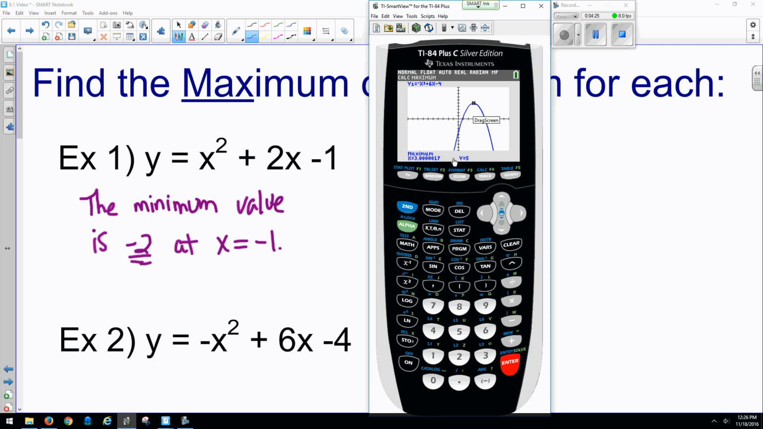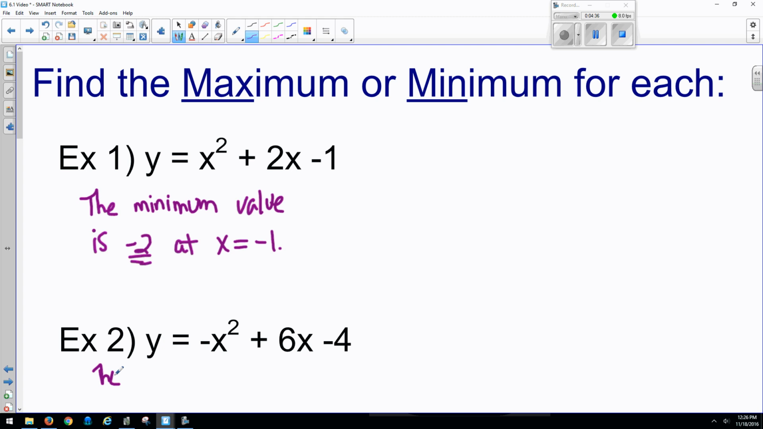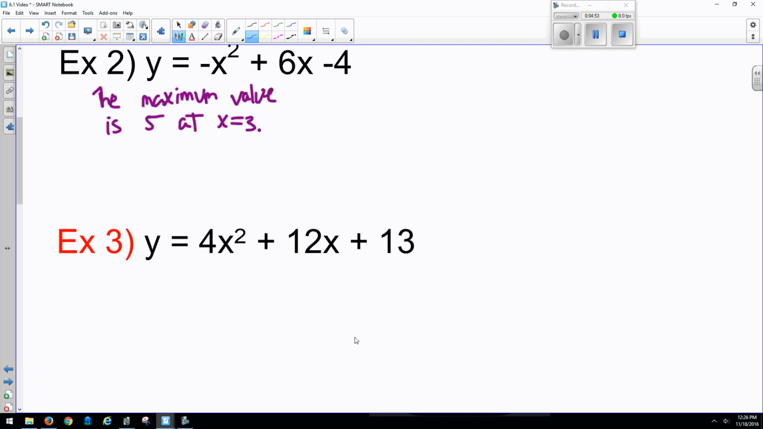And so we're going to say this using the correct terminology again. The maximum value is 5 at x equals 3. Okay, so that's the correct way of saying that. Here's one last one for you to try, and we'll certainly continue this discussion next class.